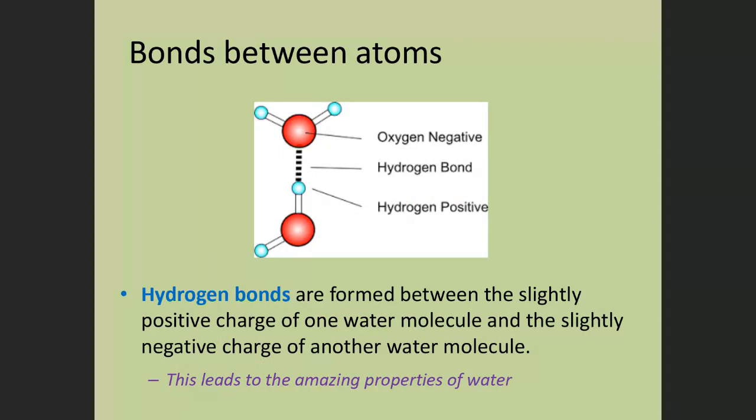Because of this slightly positive, slightly negative nature of water, water also forms what are called hydrogen bonds. So what happens is you have a water molecule here with the two hydrogens slightly positive and one oxygen slightly negative. And let's say there's another water molecule over here. Again, oxygen slightly negative, the two hydrogens slightly positive.